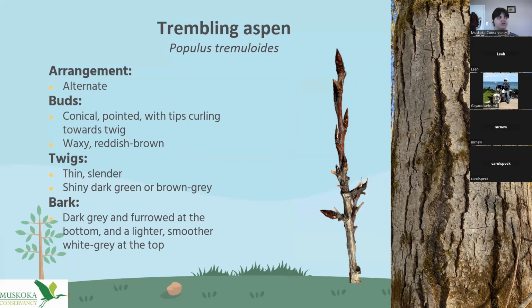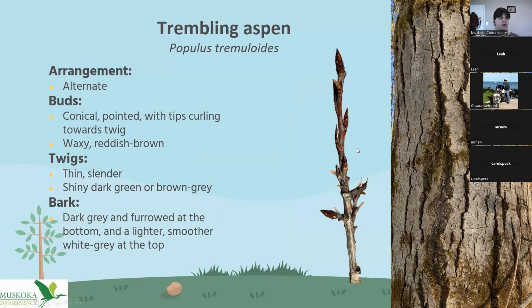Next are our aspens or poplars. So first we're looking at trembling aspen, which is Populus tremuloides. It is alternate in arrangement, and its buds are quite conical in shape and pointed, and the tips tend to curl inwards towards the twig. They also have a bit of a shiny, waxy appearance to them, and they are a reddish brown color.